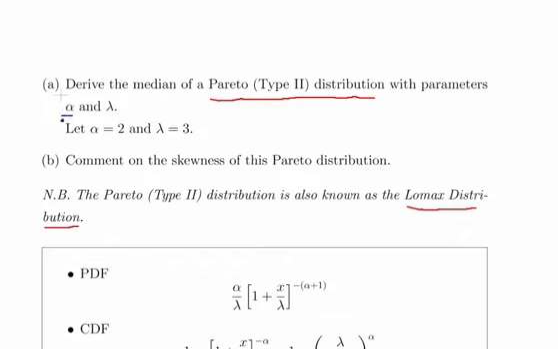So what we might look for is alpha and lambda, the shape parameter and the scale parameter respectively. In this question, we're going to let them equal 2 and 3 respectively. So the question really is, define the median of a Pareto type 2 distribution with parameters alpha and lambda, and we're letting those equal 2 and 3. Comment on the skewness of this distribution.